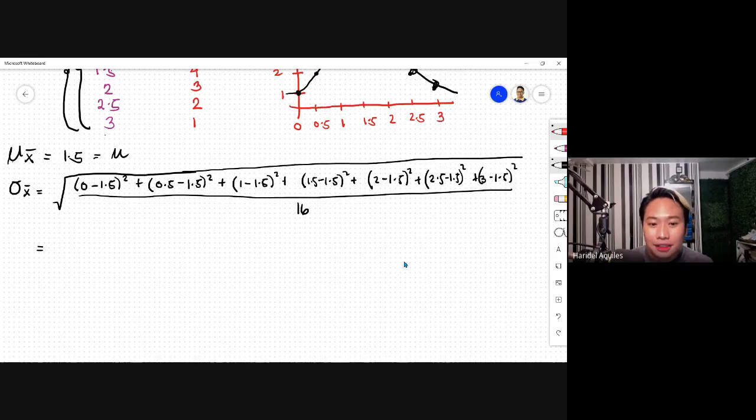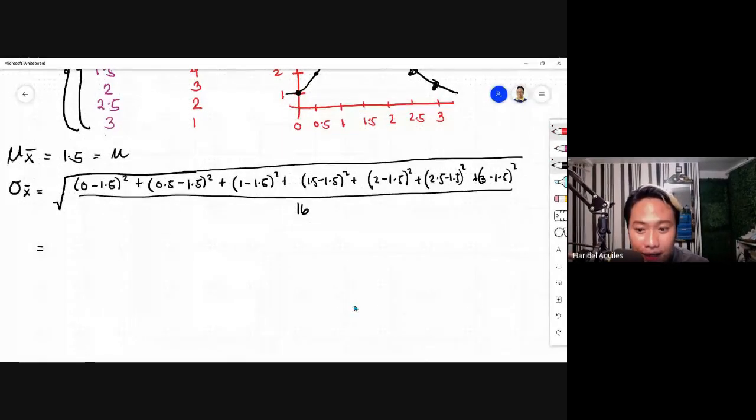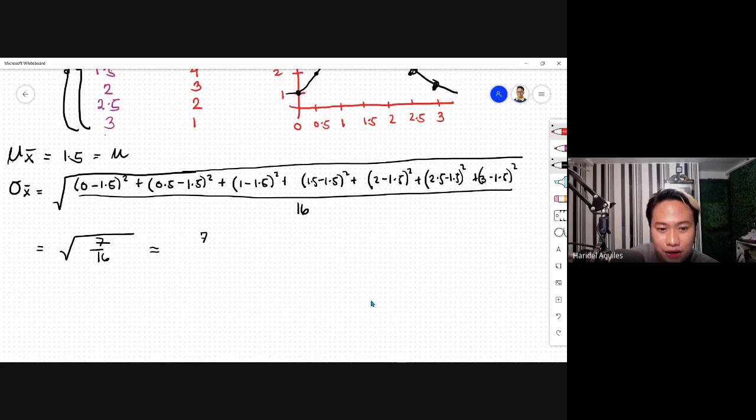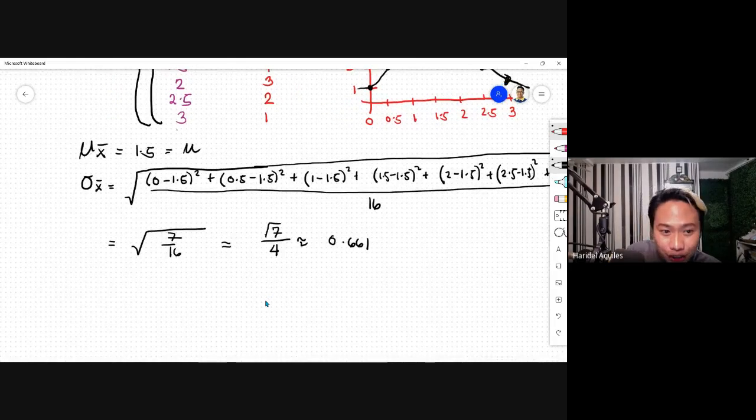So I think 7 ang numerator, tama? 7 ang numerator if I'm not mistaken. So this is square root of 7 over 16, which is technically equal to square root of 7 over 4. If we're going to simplify that, divided by 4, you would get approximately 0.661. Okay, now remember that this is a standard deviation, tama?